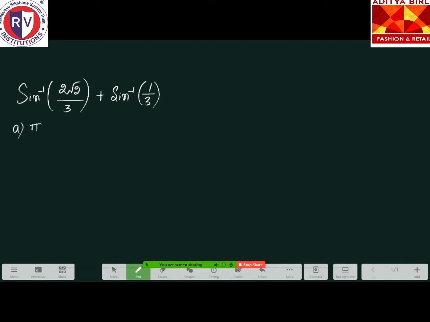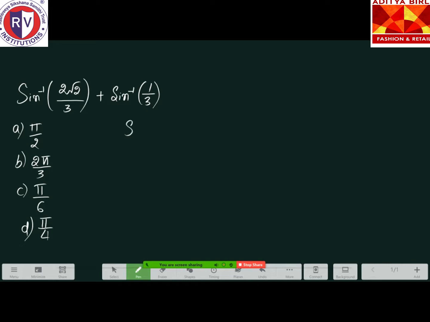is pi by 2, option B is 2 pi by 3, option C it's pi by 6, and option D is given to be pi by 4. Okay, so you have to find out the value of sine inverse of 2 root 2 by 3 plus sine inverse of 1 by 3.